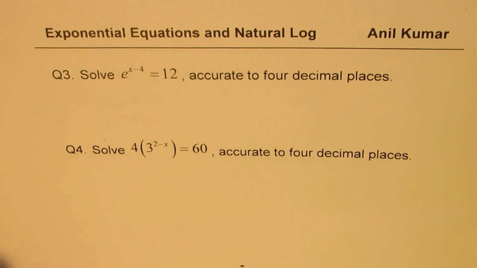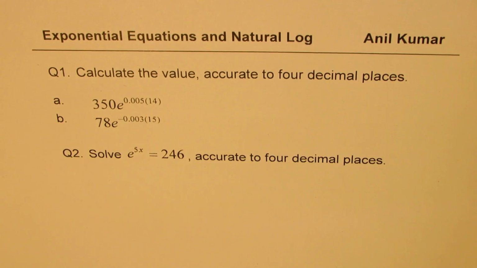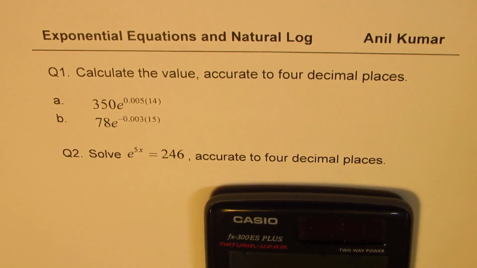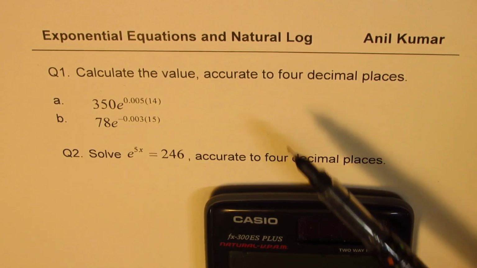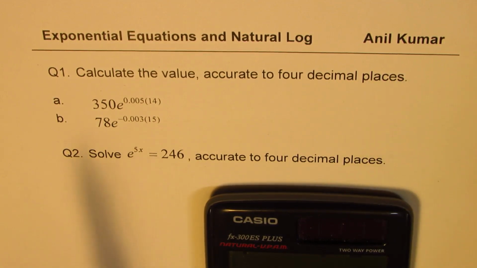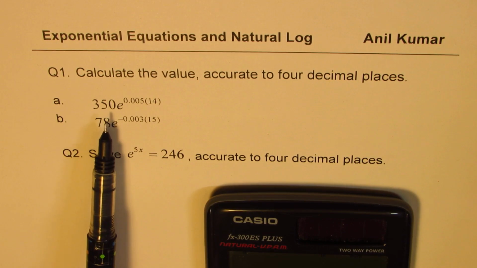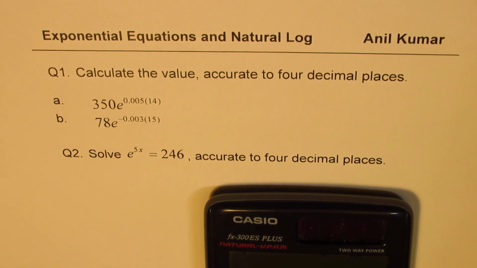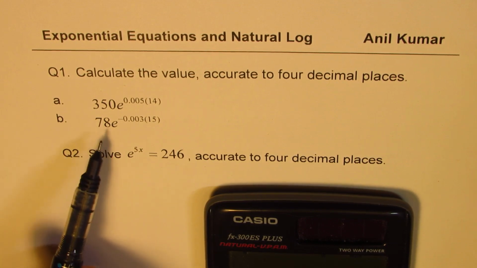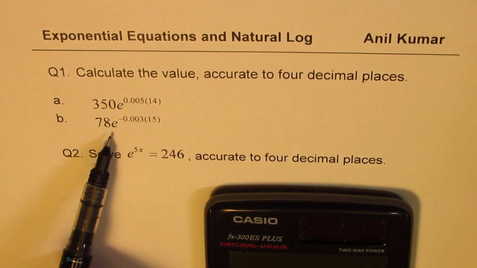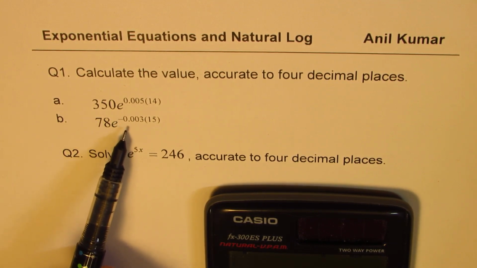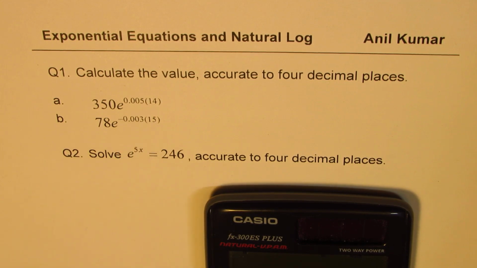We'll begin with very simple concepts. So question number 1 for us is to calculate the value accurate to 4 decimal places for 350 times e to the power of 0.005 times 14. Part B is 78 times e to the power of minus 0.003 times 15.